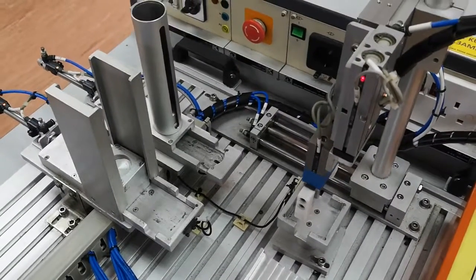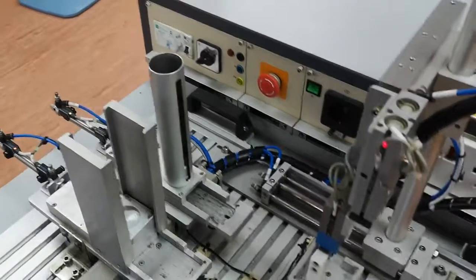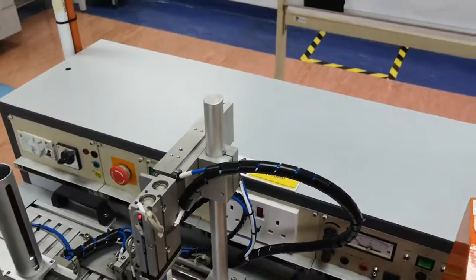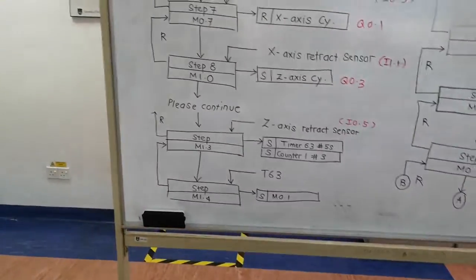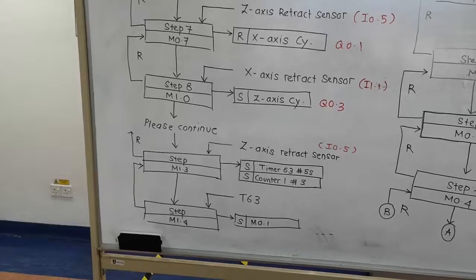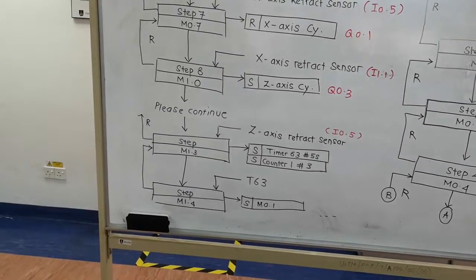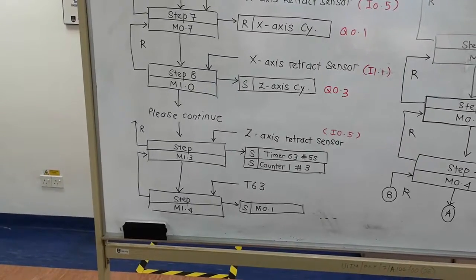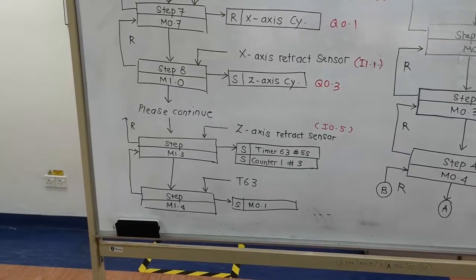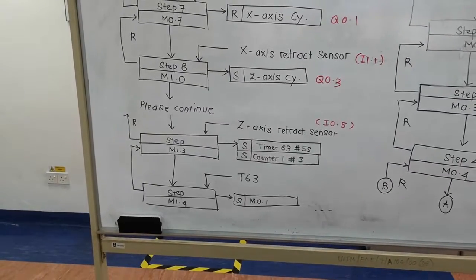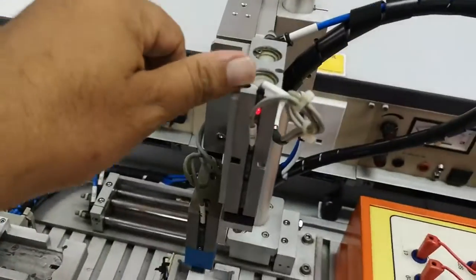So how to do it? Since I asked you to continue the step sequence diagram, the please-continue part will be filled by you. So assuming for the next step, the second last step, what you can see is I put when the Z-axis retract sensor here is detected.